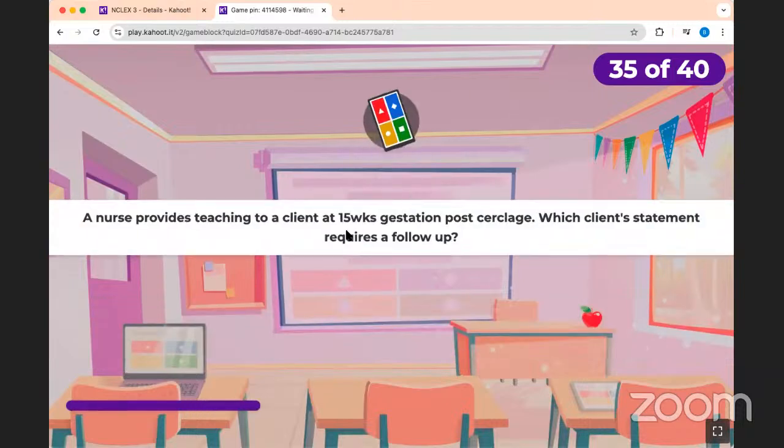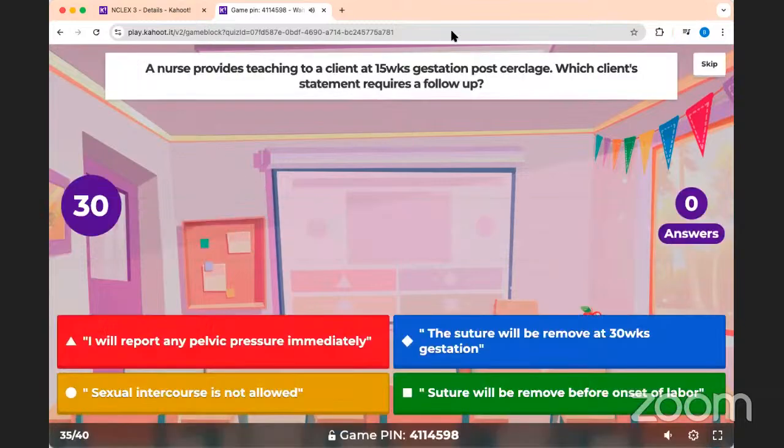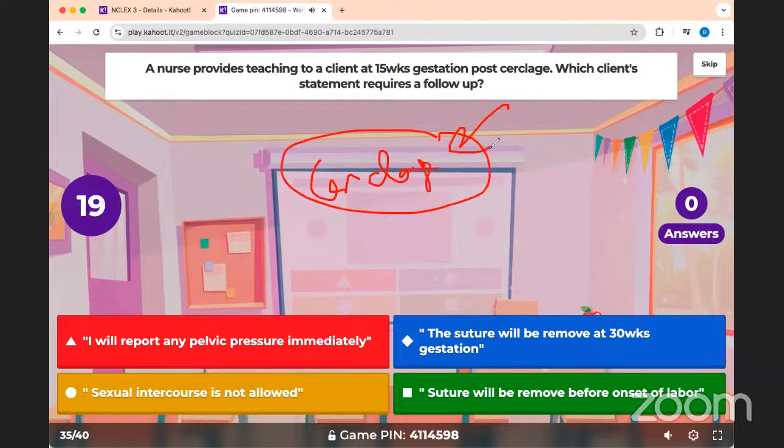And let's provide teaching to a client at 15-week gestation post-cerclage. Which client statement requires follow-up? Once again, concept. If you don't know what a cerclage is, please read about it. Also, find a video on YouTube or wherever you get your resources. But you have to know what cerclage is. For OB, what do you do? What teaching do you provide? And when should they go to labor? That's all.